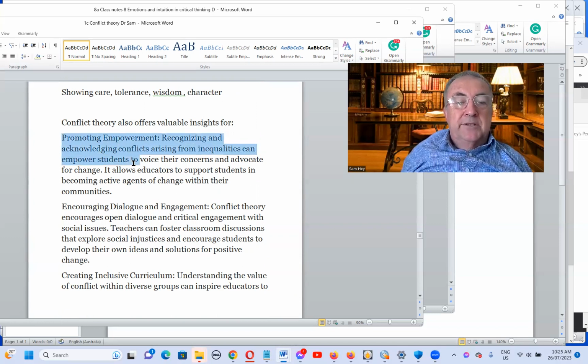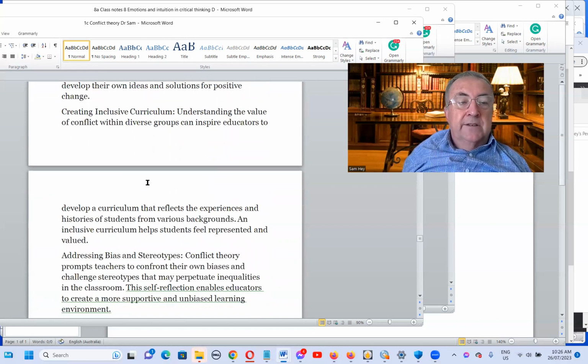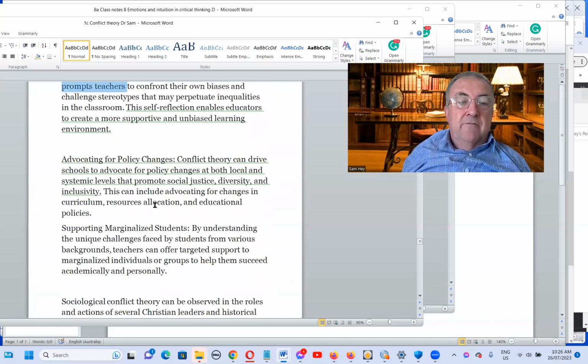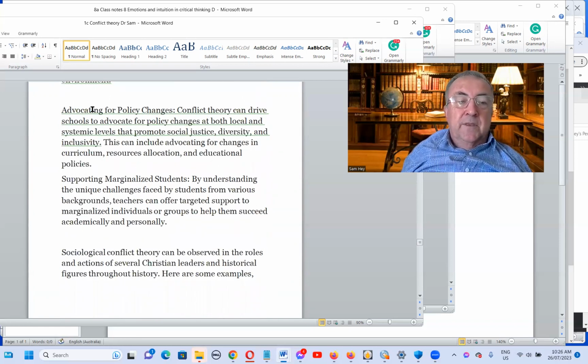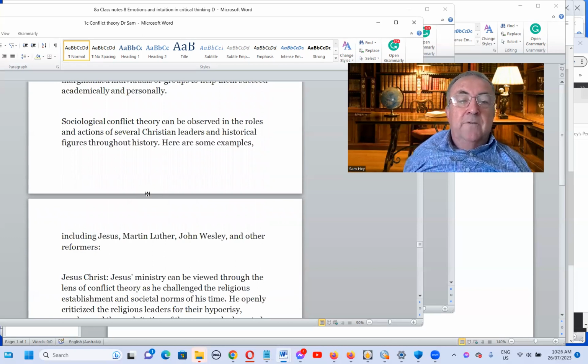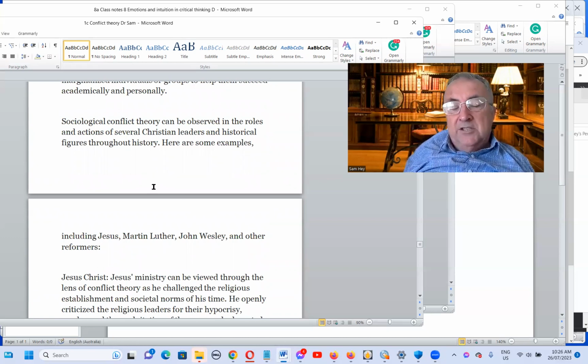So if we promote the empowerment of others and give them a sense that they're being listened to, if we encourage dialogue and engagement in which we talk through the issues and talk through logical understanding of the positions and the evidence, if we promote inclusion so that everyone feels as though they are listened to and valued, if we address biases and stereotypes so everyone is recognized for their individual differences, if we advocate for policy changes where inequality exists, and if we support the marginalized and those who have less resources, conflict theory can be useful for helping us to understand the reasons for conflict and for addressing them. And as I said, you could choose this in your assignment.